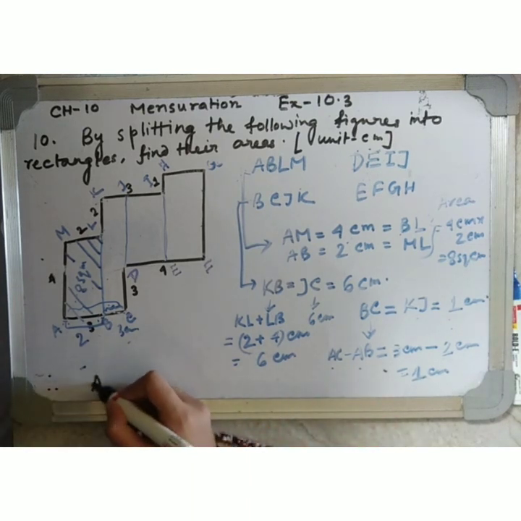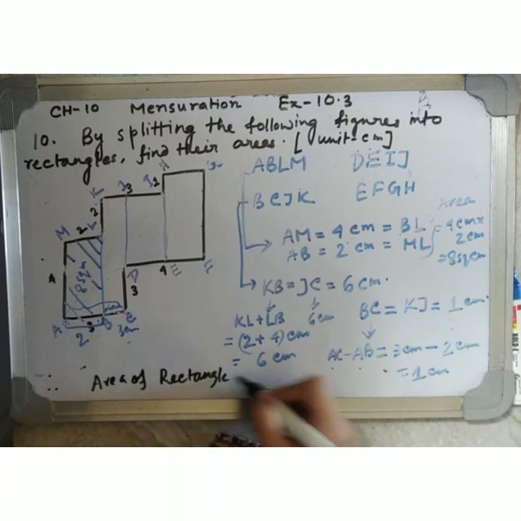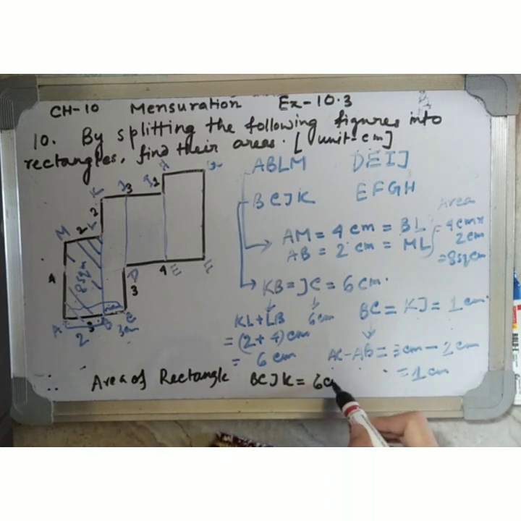So area of rectangle BCJK is equal to 6 centimeter into 1 centimeter, that is 6 square centimeter. Okay, very easy. Understood or not? Let me tell you once again.